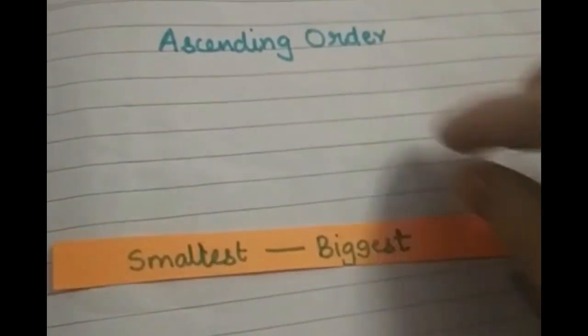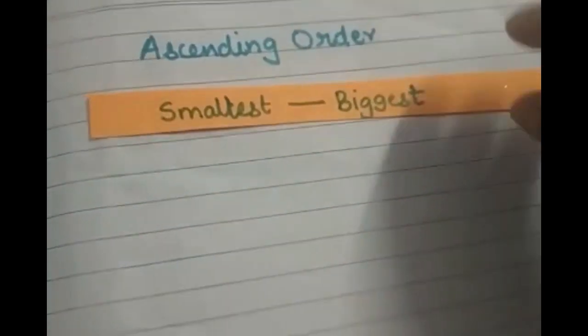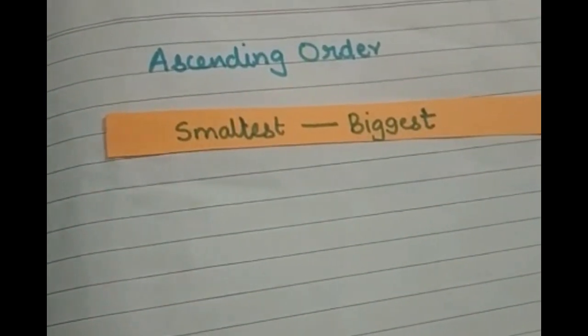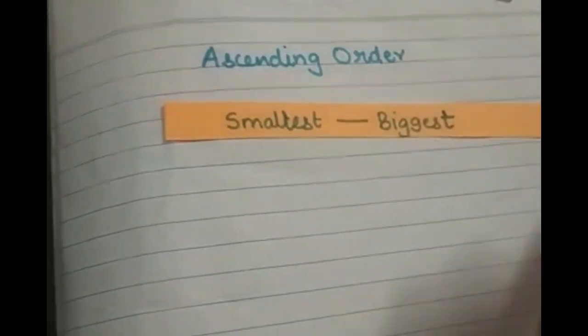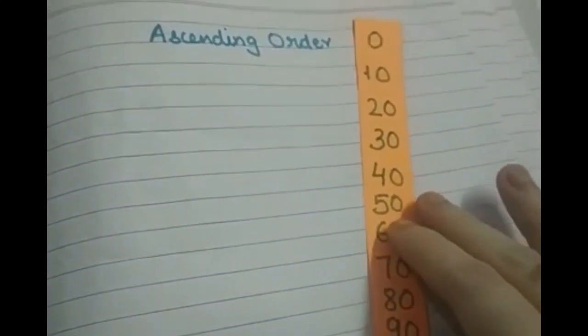Thank you. Now, we know what is ascending order. Ascending order means smallest to the biggest. Remember yesterday's video we have done? I had shown you this number chart, with numbers ranging between 0 to 10, 10 to 20, 20 to 30 till 100. Yes? Let's revise what is ascending order with these numbers.